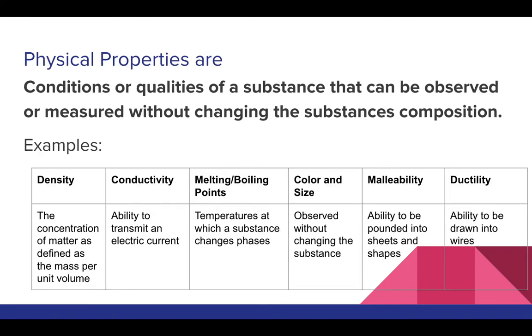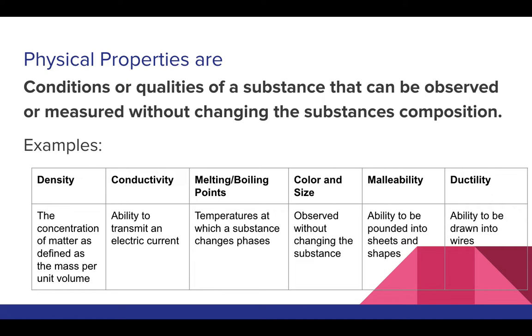Now let's talk about what a property is. Physical properties are conditions or qualities of a substance that can be observed or measured without changing the substance's composition. So we can identify these things about the substance, but the substance itself remains unchanged. So here are some examples. Density. Density is just a combination of mass and volume. It's the concentration of matter as defined by mass per unit volume, or mass divided by volume.